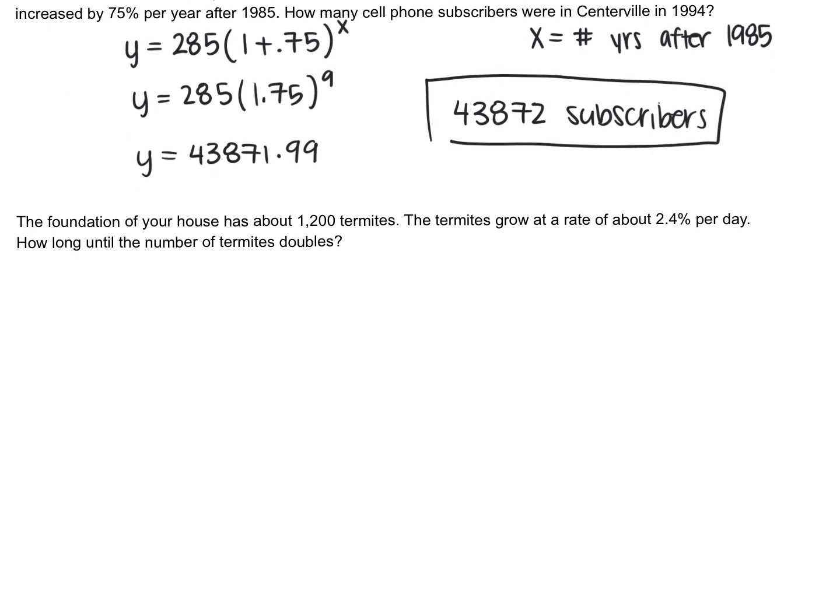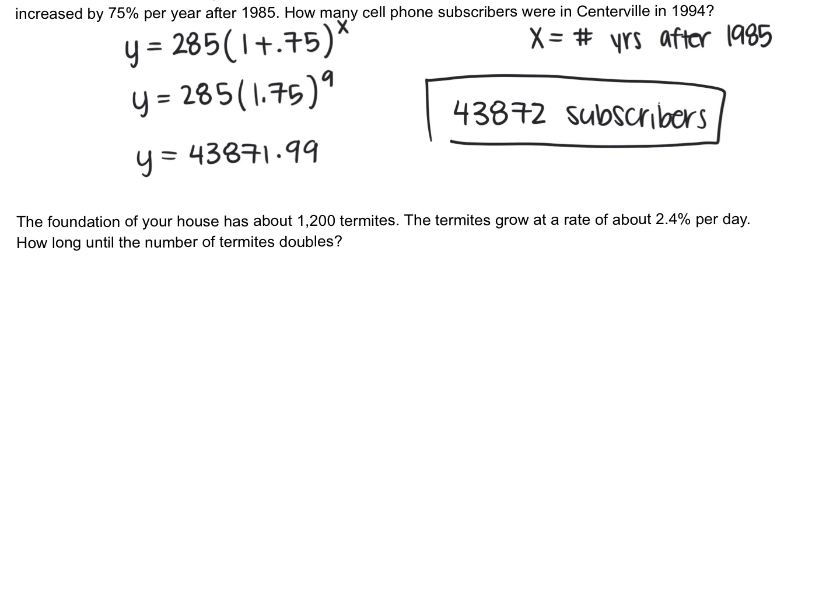Our second example says the foundation of your house has about 1,200 termites. The termites grow at a rate of about 2.4% per day. How long until the number of termites doubles? In the previous example, we were given a measurement of time and we solved for a future value. But we could also have a future value and need to solve for the amount of time, which is what's going on here.